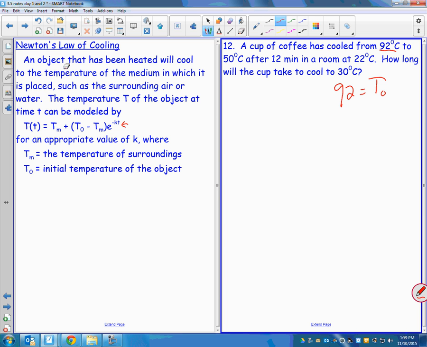Which one's T sub m in this problem? Right, it's in a room at 22 degrees Celsius. So my surroundings are 22 degrees. What does the 50 degrees represent?